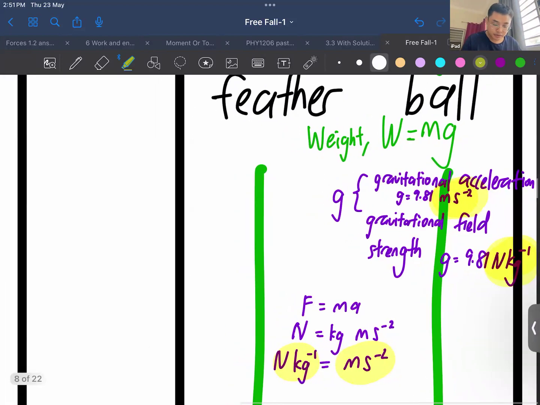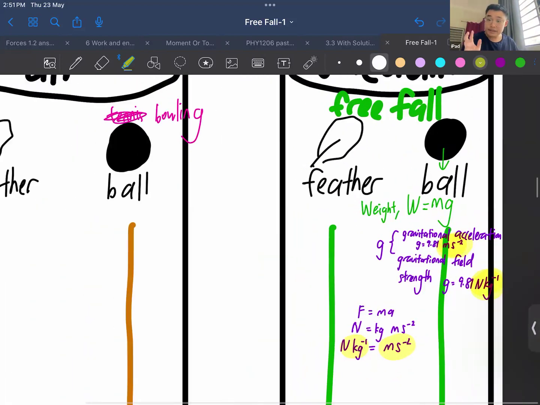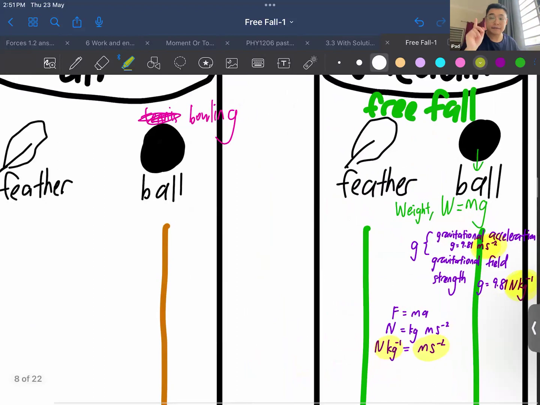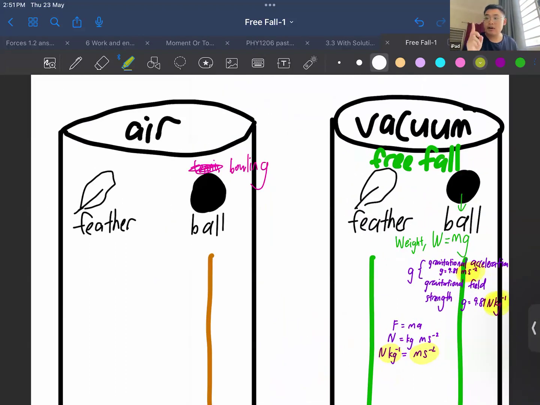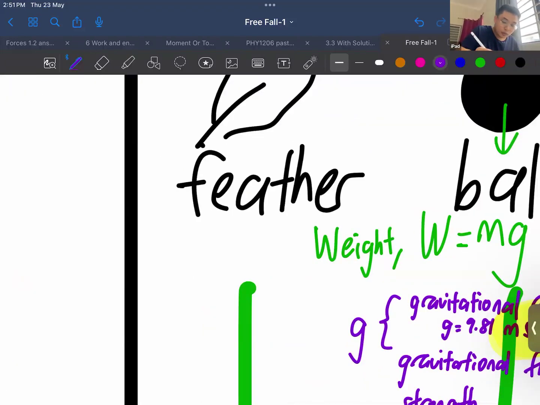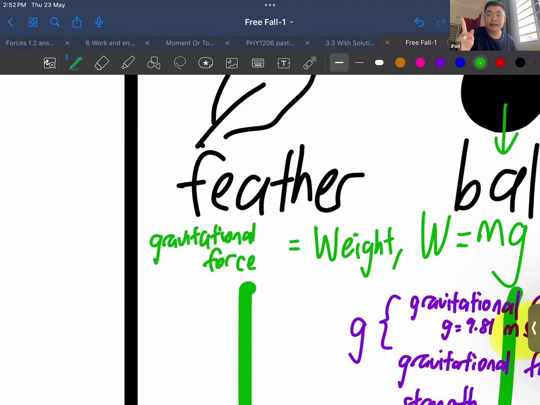Notice in the vacuum situation, I said that this is a free fall, because the only force acting onto the ball is gravitational force. By the way, weight is known as gravitational force. Gravitational force is weight, and weight is gravitational force. They are the same. Are you good?